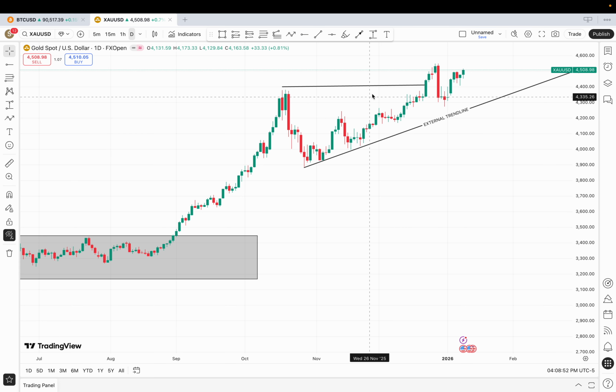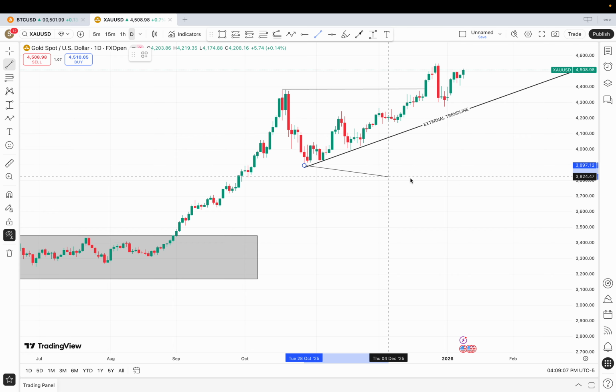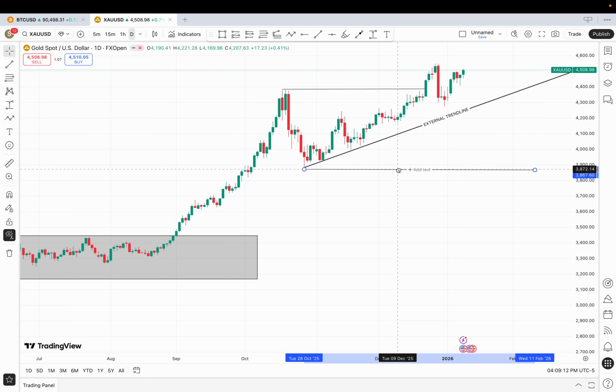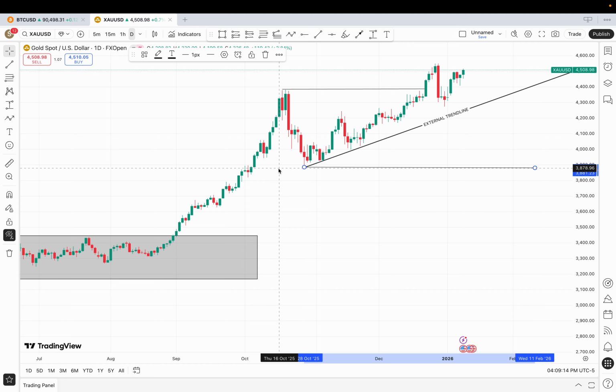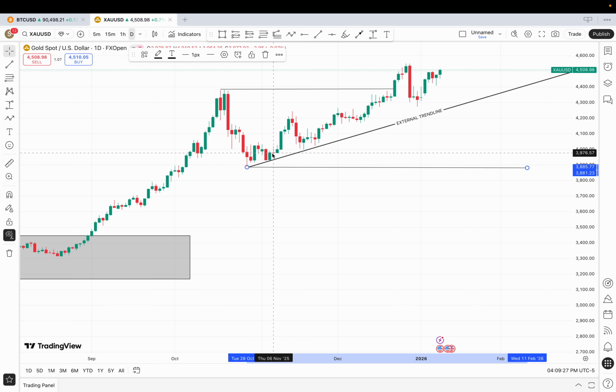Then we mark here. Then we mark here too. And we mark here. So now, anytime the market is going and there are equal highs, there is liquidity above the level. Anytime there are equal lows, there is liquidity underneath. Now there is a trend.